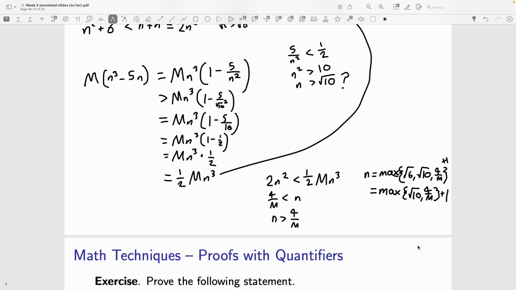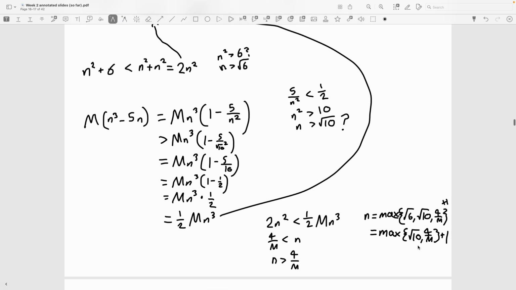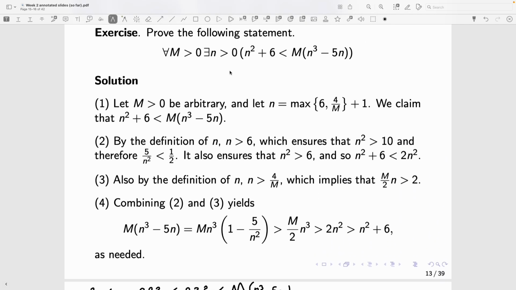You could put that in a proof. Now, I think the proof in the slides does use 4 over m, but does use a different constant value, found a different value during this step of the rough work. And I'm fine with that because there are multiple different values of n that could work as part of this proof.